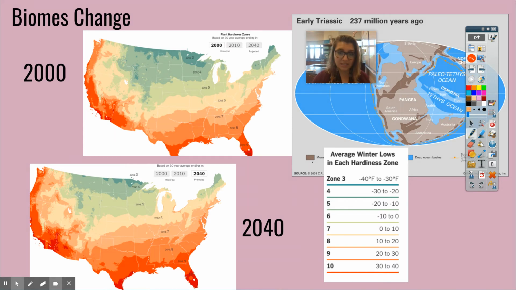And it's predicted, I mean, this is already happening, that all of these zones are moving up. So you can see in 2040, what's predicted is that basically all these zones are just shifting up. So it's going to get warmer.